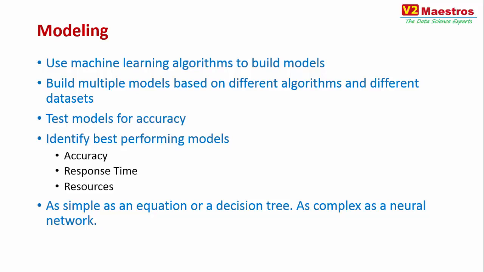So you have to look at all these three things: the accuracy, the response time, and the resources used, the computing power that is required to build your models, and then decide what is going to be your best model. A model that you build at the end could be as simple as a decision tree or an equation. It can be as complex as a neural network, depending on the problem and the data in question. But at the end of the process, you do have a model that you select based on the different algorithms and the different tryouts that you do.